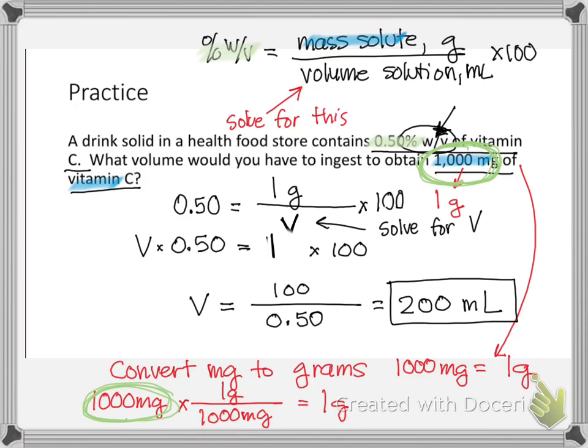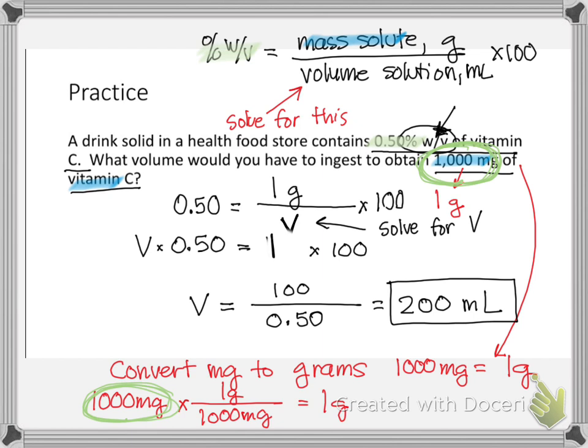Which on our previous problem, let me see how many ounces that is. So 200, remember it was 29.6 milliliters per ounce. Oh, it's only about 6.7 ounces. So it's not even a cup. 200 milliliters sounds like a lot, but it's not even a cup of liquid.